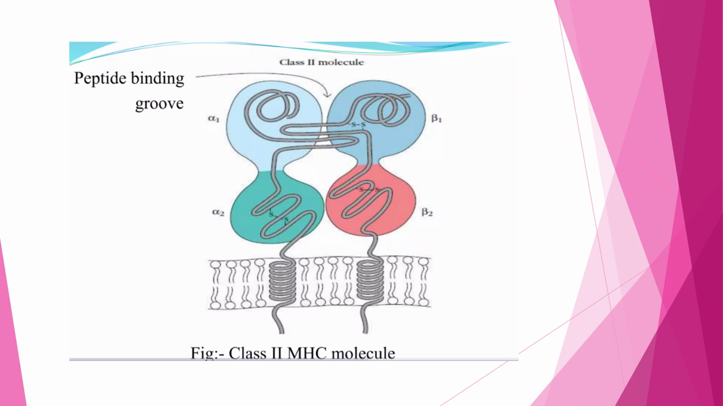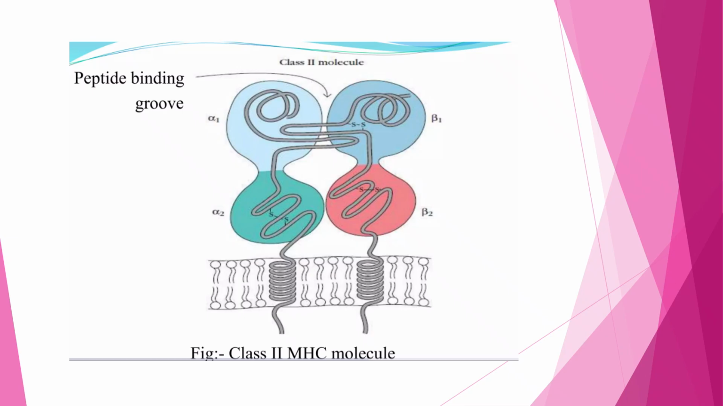In both the chains you can find the transmembrane proteins. Transmembrane proteins mean these are the coiled proteins. These coiled proteins are anchored to the cell membrane by the two chains. But in the case of the MHC1 molecule, only the alpha chain had this transmembrane protein. In class 2 molecules, both the alpha and beta chains have this transmembrane protein. So that is another difference.